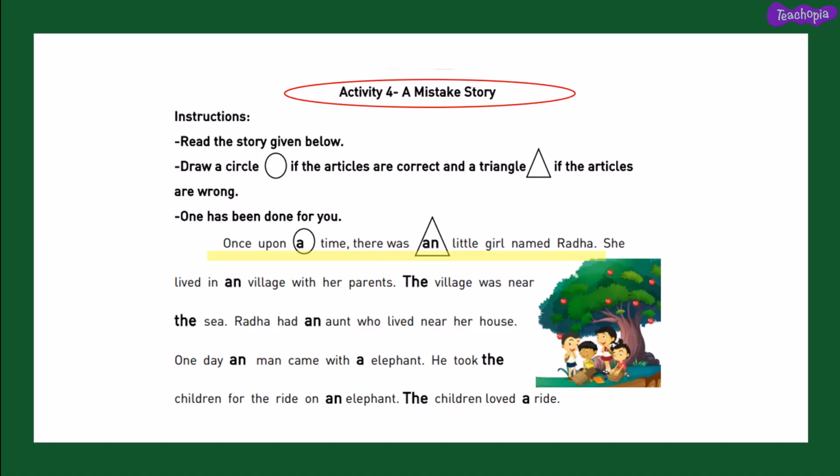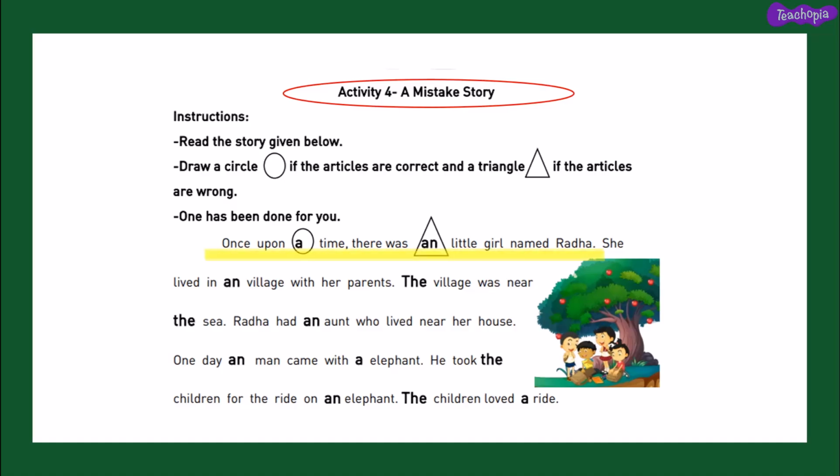For example, in sentence 1, once upon a time, there was an little girl named Radha. Here we see that a is the correct article used before the word time, and an is an incorrect article used. So a has a circle around it, and an has a triangle around it. Ask learners to follow this pattern and mark the other articles around the passage in the same manner.